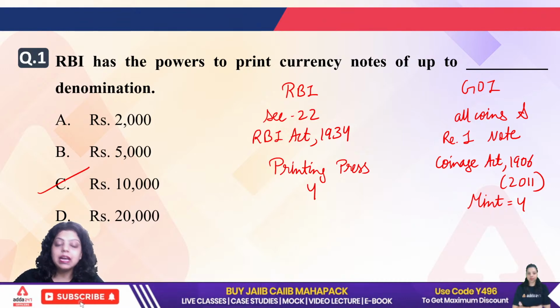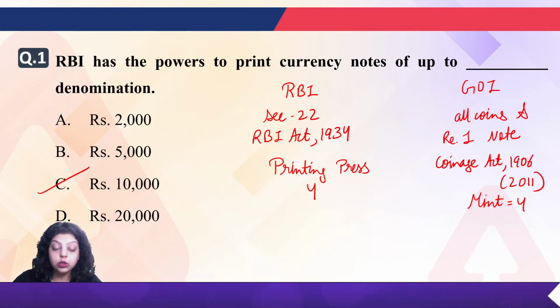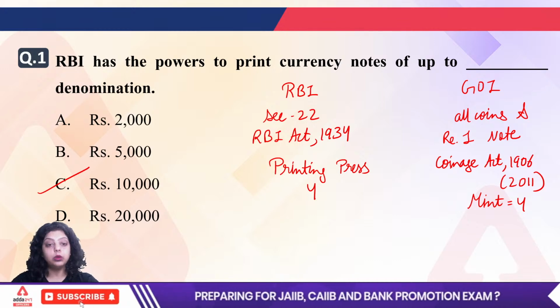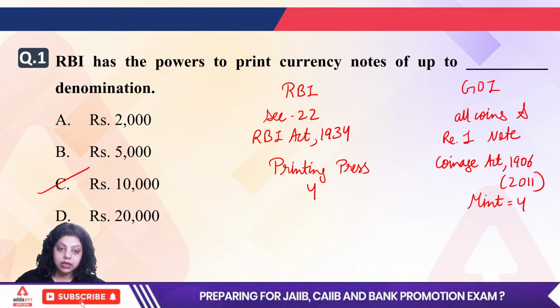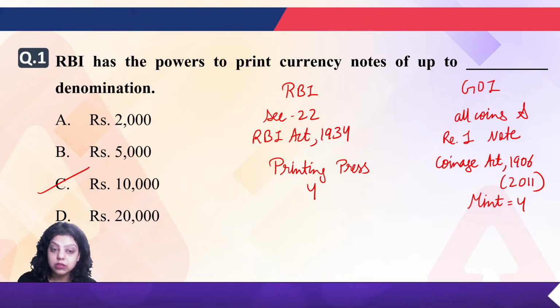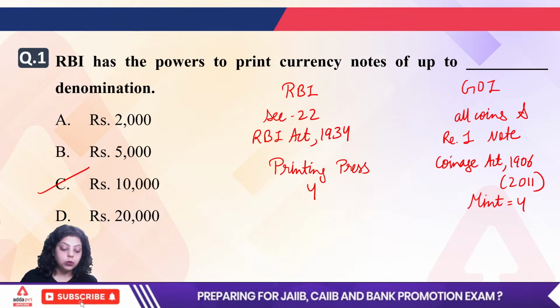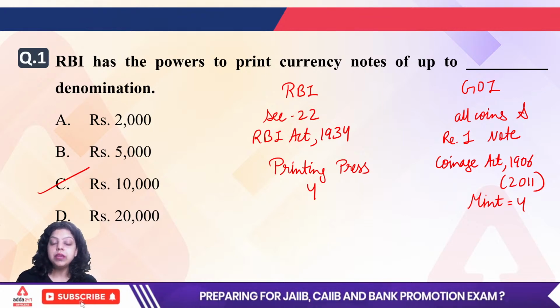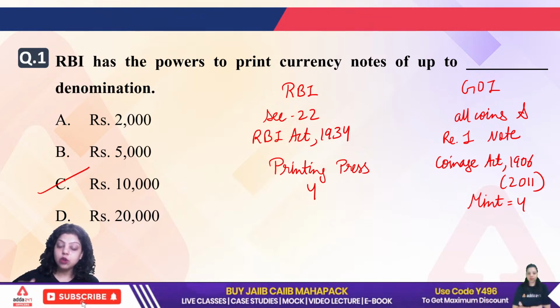RBI has issued the 10,000 rupee note 2 times, and both times it was demonetized by the government. So the 10,000 rupee note was printed in India 2 times, but both times it was demonetized by the Government of India. What is demonetization of the currency? When the Government of India stops or bans the legal tender of any currency.